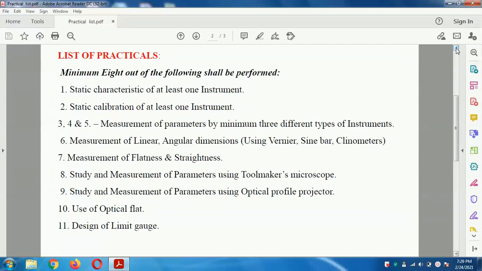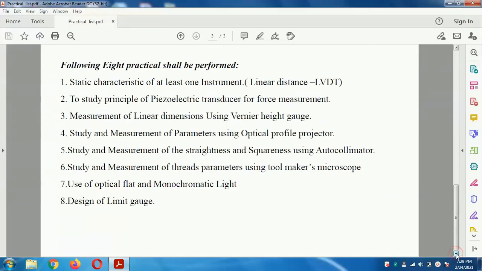Therefore, the department has decided to take only 8 practicals as per the guideline of our university, and we are taking these 8 practicals as your manual. First is static characteristics of at least one instrument, where you have to study linear distance, that is LVDT, linear variable differential transducer. The second practical we are conducting is to study the principle of piezoelectric transducer for force measurement.